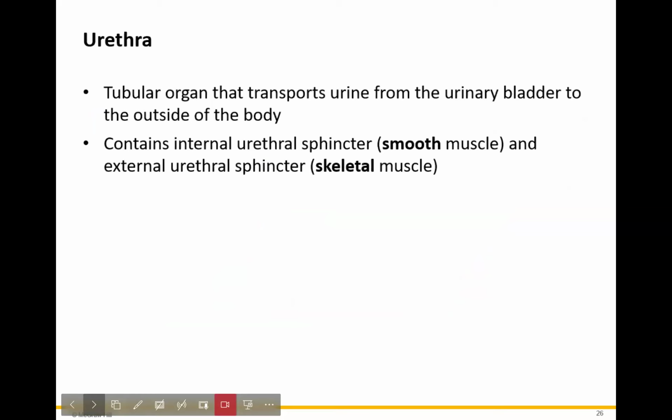The urethra is the tube that transports urine from the bladder to the outside of the body. And similar to what we discussed with the digestive system, it has two sphincter muscles, round muscles that control the movement of urine from one area to the other. So you have the internal urethral sphincter, which is under involuntary control, and the external urethral sphincter, which is under voluntary control. So remember, smooth muscles are involuntary control, skeletal muscles are voluntary control.